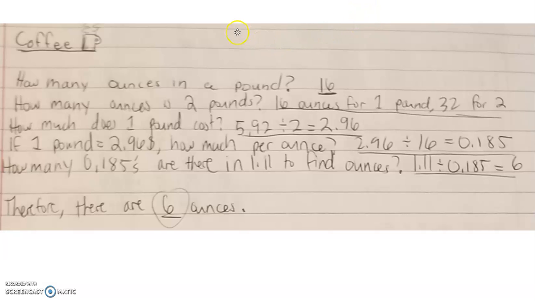All right, so we're going to take a look at last night's homework problems. Here was question number 1. This was somebody's response to the coffee problem. That is correct and well organized. Notice here they started with a question, how many ounces are in a pound, and then they answered that question.